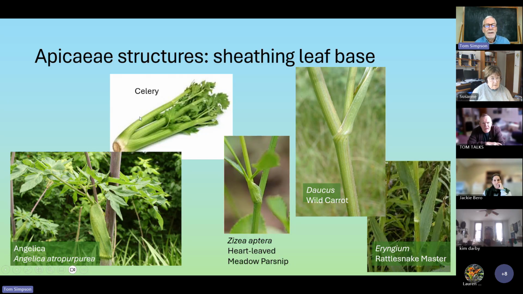Celery, remember how it gets wide at the base? That's because it's in the carrot family, and that's the sheathing base of the leaf. So the next time you eat celery, you'll have to think about that. Point that out to whoever you're eating the celery with, that that's characteristic of the Apiaceae.